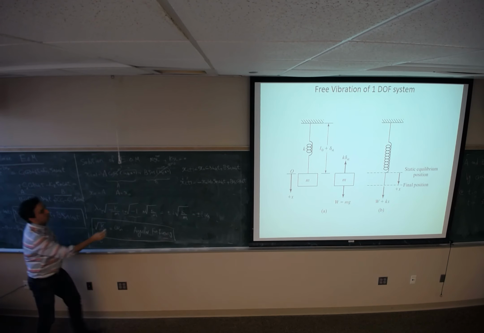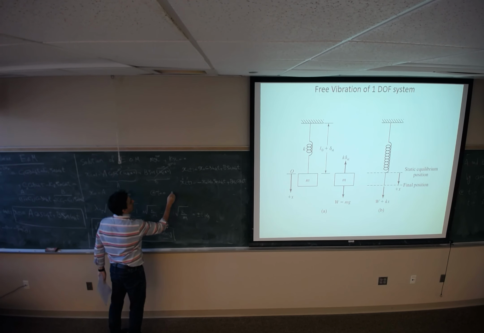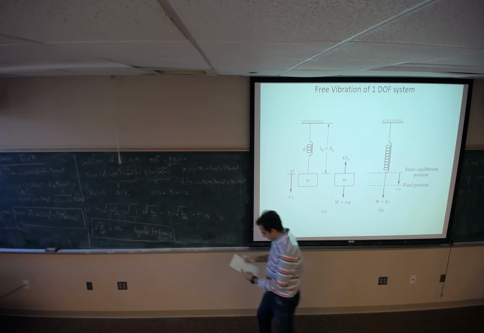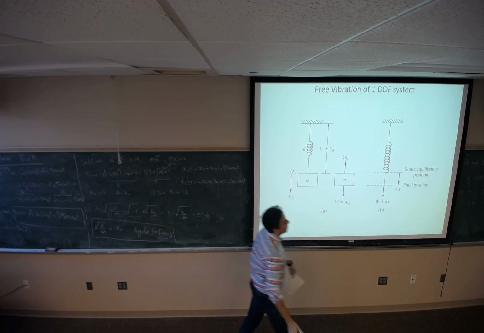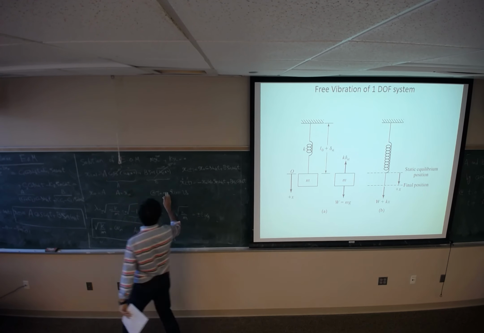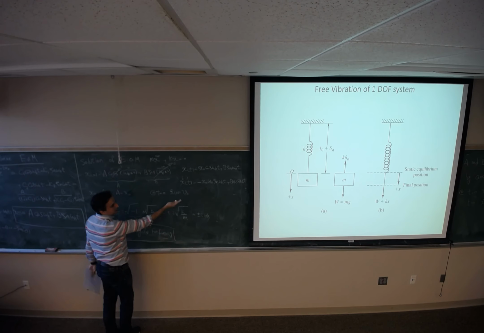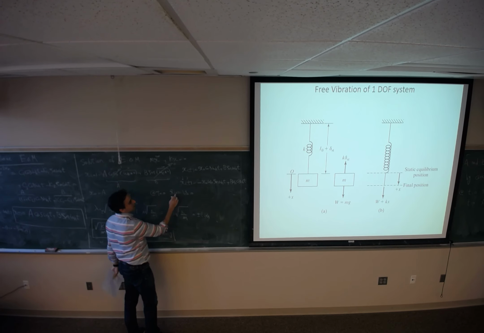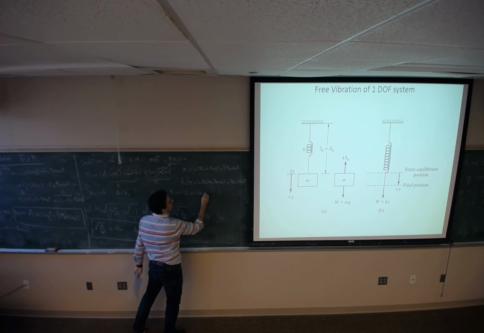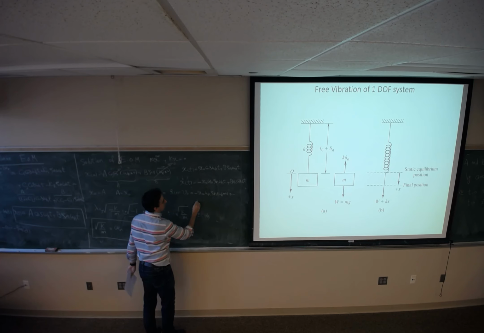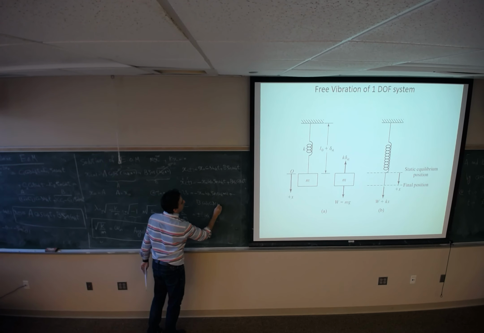At time 0, x dot of 0 is v naught, 0. Let me work with the general case, v naught. In this example, v naught is going to be 0, but the velocity at time 0 is given to us. Plugging t equals 0, x dot at time 0 would be negative x naught omega n sine of omega n times 0 plus b omega n cosine of omega n times 0.